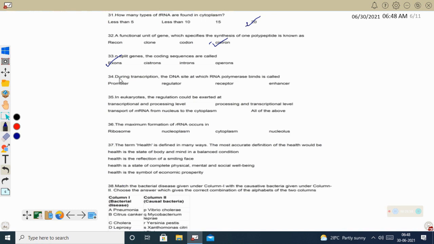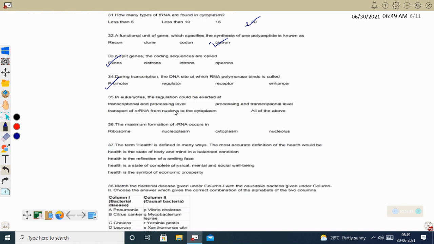Next one, during transcription, the DNA site at which RNA polymerase binds is called, the promoter site. Next question, in eukaryotes, regulation could be exerted at, in eukaryotes, regulation can occur at the transcription level, the processing level, the transport of mRNA from nucleus to the cytoplasm, and the translation level. So here the correct option is transcriptional and processing level.